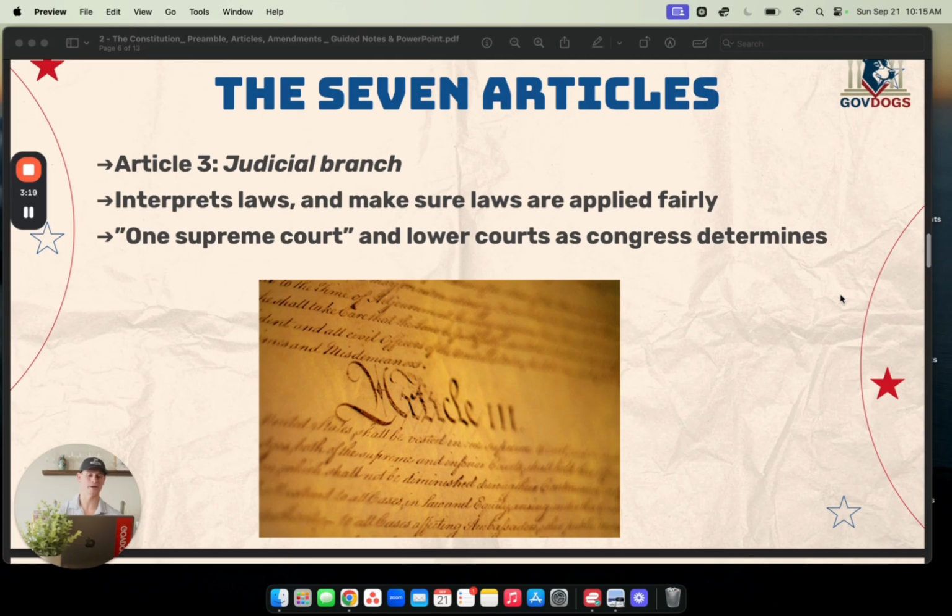Article 3 is the judicial branch. It interprets laws and makes sure that laws are applied fairly. Under the Constitution, it says that we will have one Supreme Court and lower courts as Congress determines, all right? So we get this idea of checks and balances here. Yes, we have a Supreme Court, which is the judicial branch, but if you wanted to add more courts, that's the job of the legislature, okay? Congress actually decides how many more courts are added and how to do that.